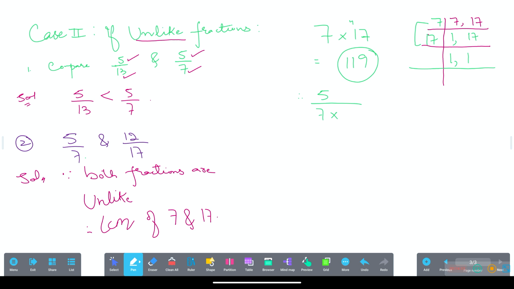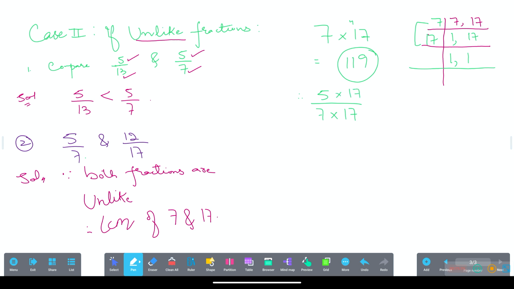I already know 7 ones are 7, 7 tens are 70, 7 elevens are 77, 7 twelves are 84, 7 thirteens are 91, 7 fourteens are 98, 7 fifteens are 105, 7 sixteens are 112, 7 seventeens are 119. The denominator becomes 119, but sir, we have multiplied the denominator. Wouldn't the actual value of 5 by 7 change? To balance that value, you need to multiply the same number in the numerator.